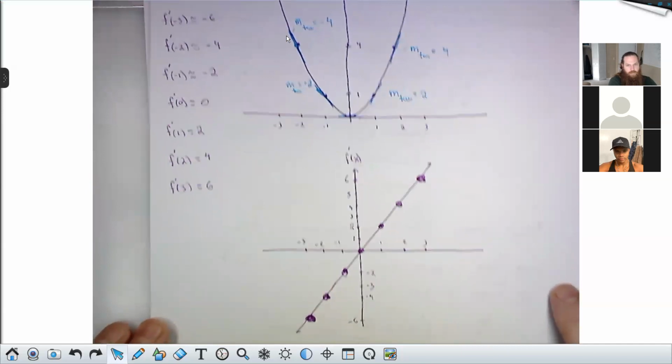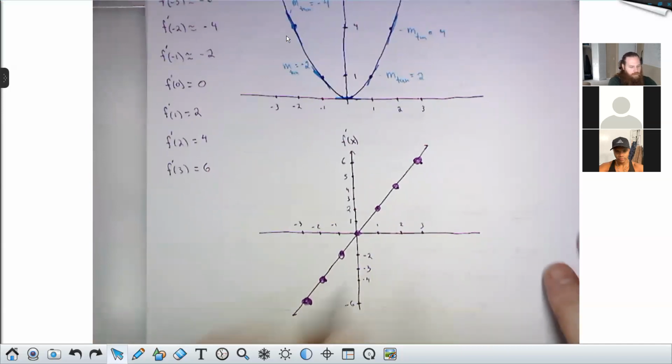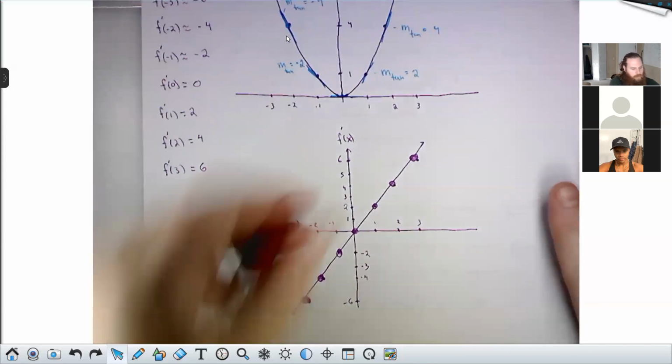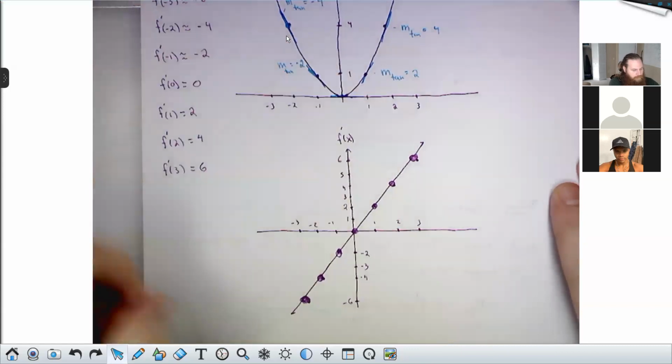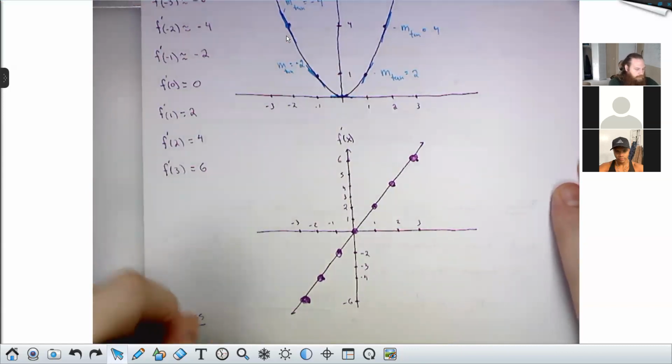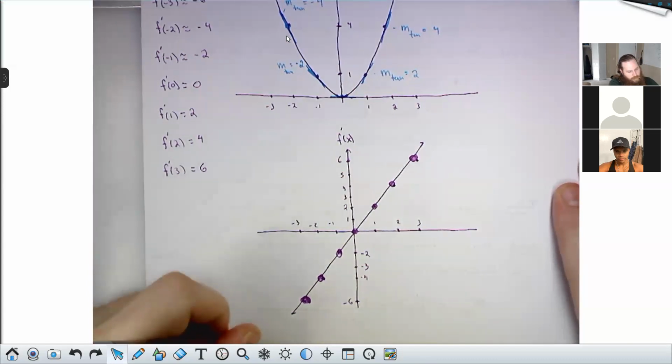All right. Now, what is this function? What is this line I've graphed here? Well, the y-intercept is 0, and the slope is 2. So it looks like, my guess is that the function f prime of x is 2x.